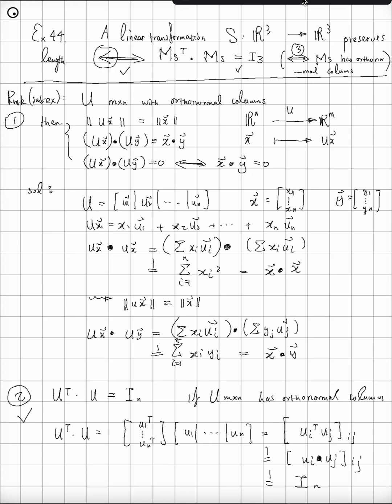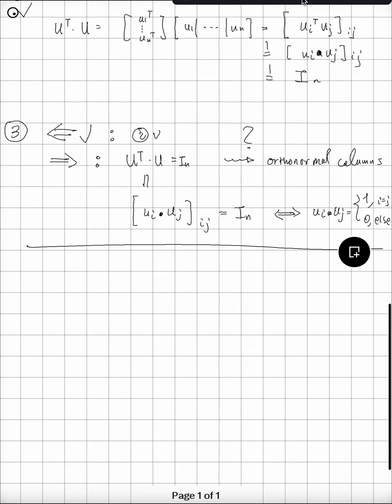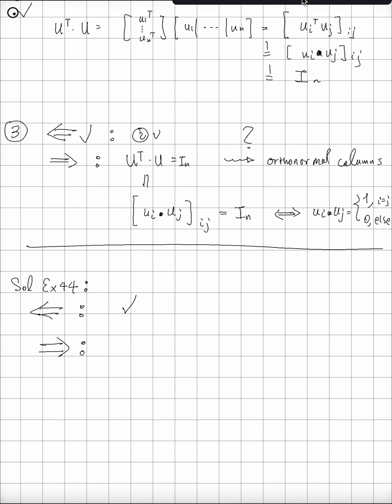So this direction is okay. We have already shown that it preserves length, the solution of exercise 44. So this is proved: orthonormal columns preserve length. So what we have to show is this: if a matrix transformation preserves the length, then would it be a matrix which has orthonormal columns, or differently putting, a matrix satisfying that condition?